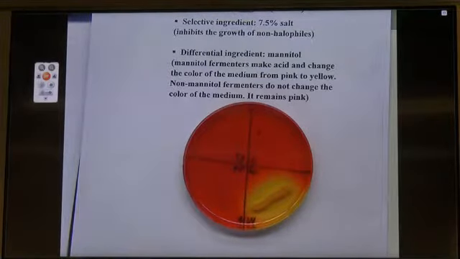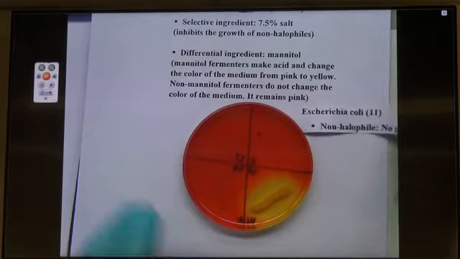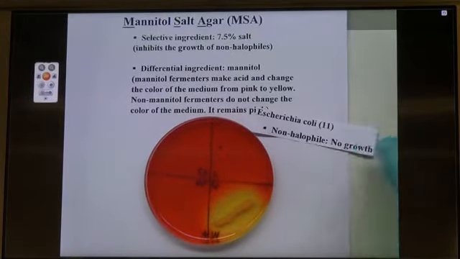Okay. So, number 11, look at your plates, please. And tell me if you see any growth in number 11, section 11. There shouldn't be any growth because number 11, E. coli, is a non-halophilic bacteria. Correct? Okay. So this is your number 11 right here, E. coli, non-halophile.